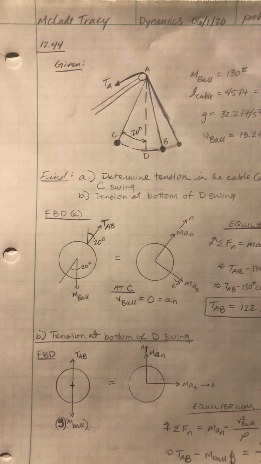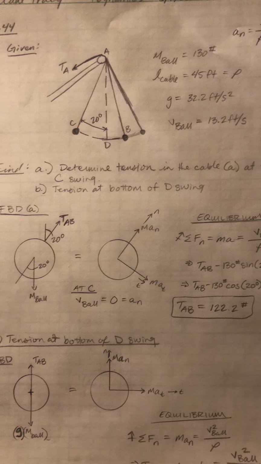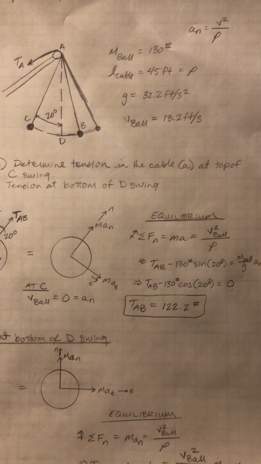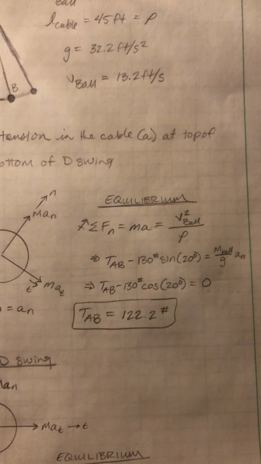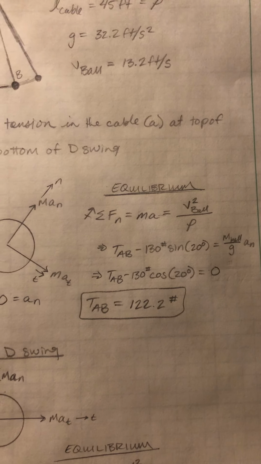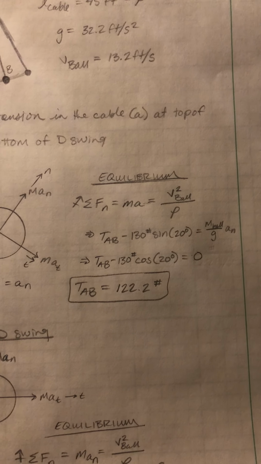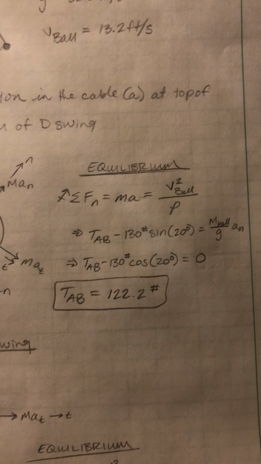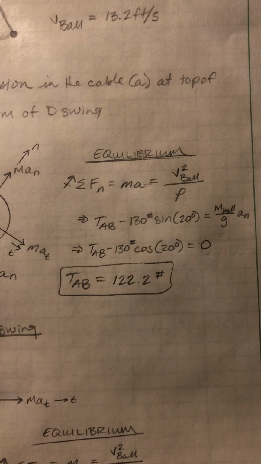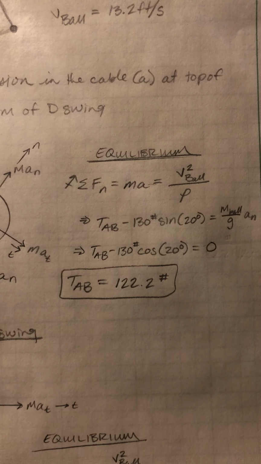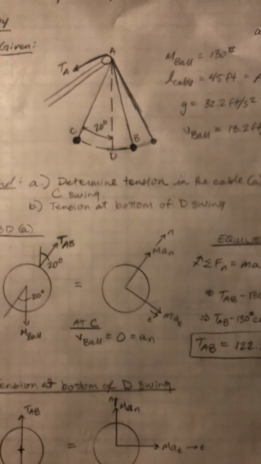Again, using free body diagrams and equilibrium and the kinematic equations that we know, we're able to set the mass times acceleration to velocity of the ball squared over rho. So using that and solving that algebraically, we find that the tension of the cable is equal to 122.2 pounds. That is at position C.